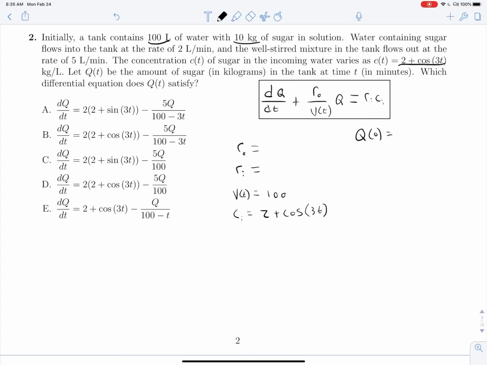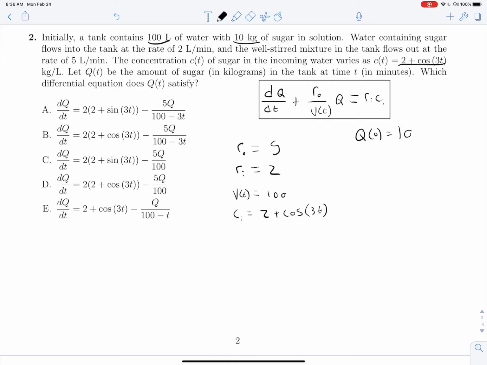So sugar at time equals 0 is going to be 10 kilograms. And that may be, it's actually not important for this question, but if we were to actually solve it, we would take that into account later on. Okay, we have sugar water flowing into the tank at a rate of 2 liters per minute, so rate in is 2, and it's flowing out at a rate of 5 liters per minute.